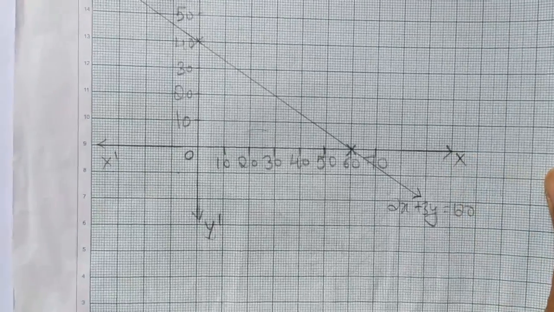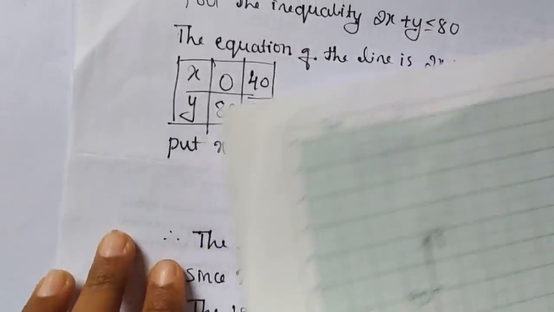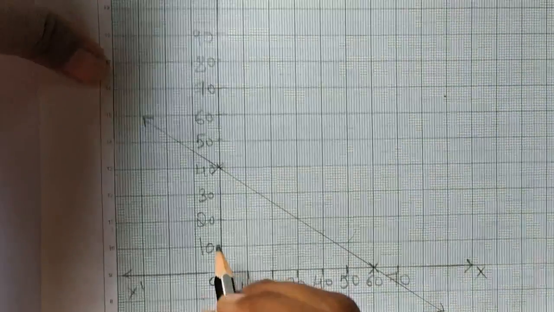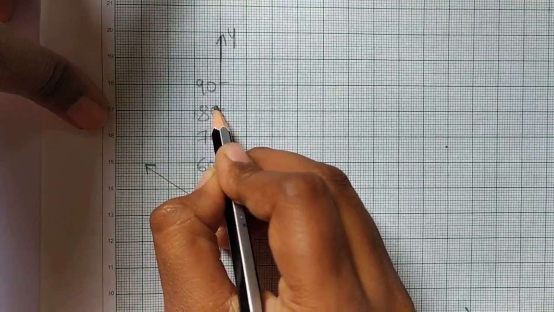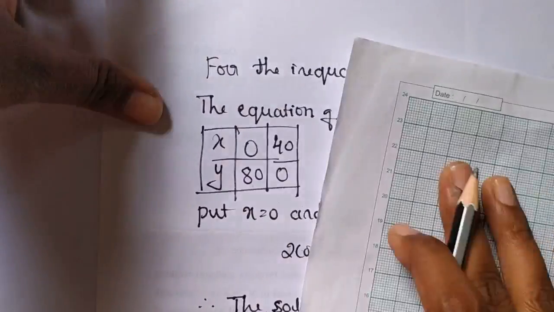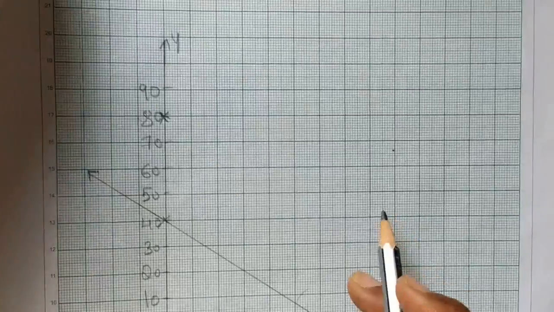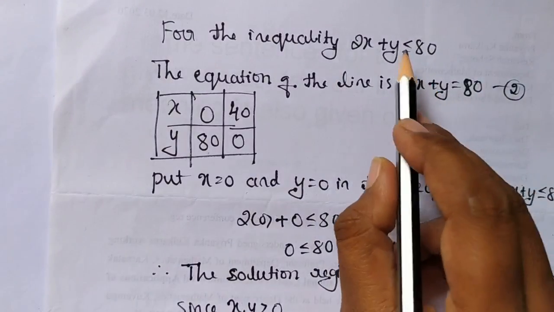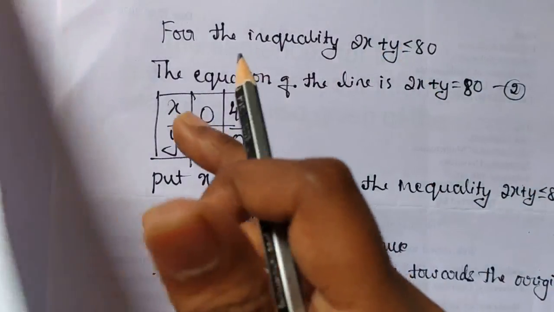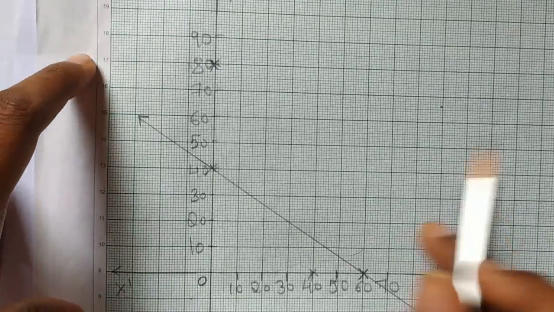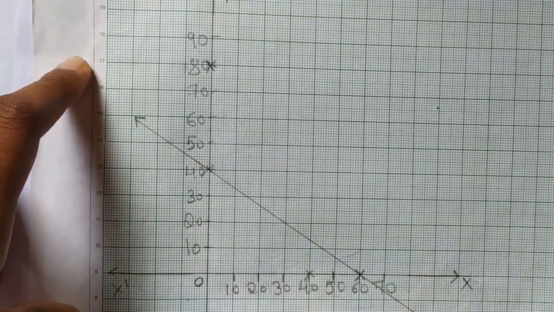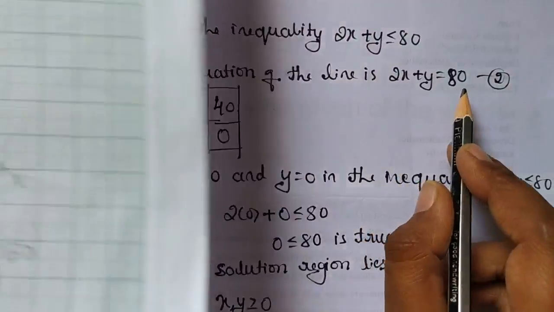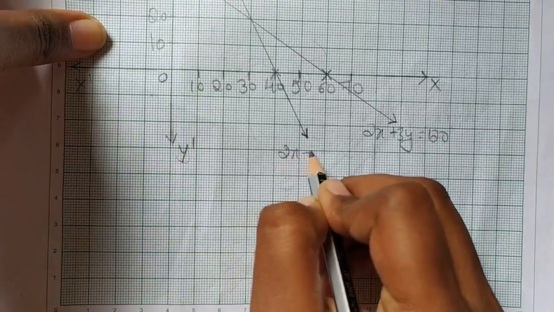Now the points on the second line are (0, 80), x 0, y is 80. Another point is (40, 0), x is 40, y is 0. This inequality also includes the equality sign, so I draw a solid line passing through these points. I have drawn the line and its equation is 2x plus y equals 80. I will write it here.